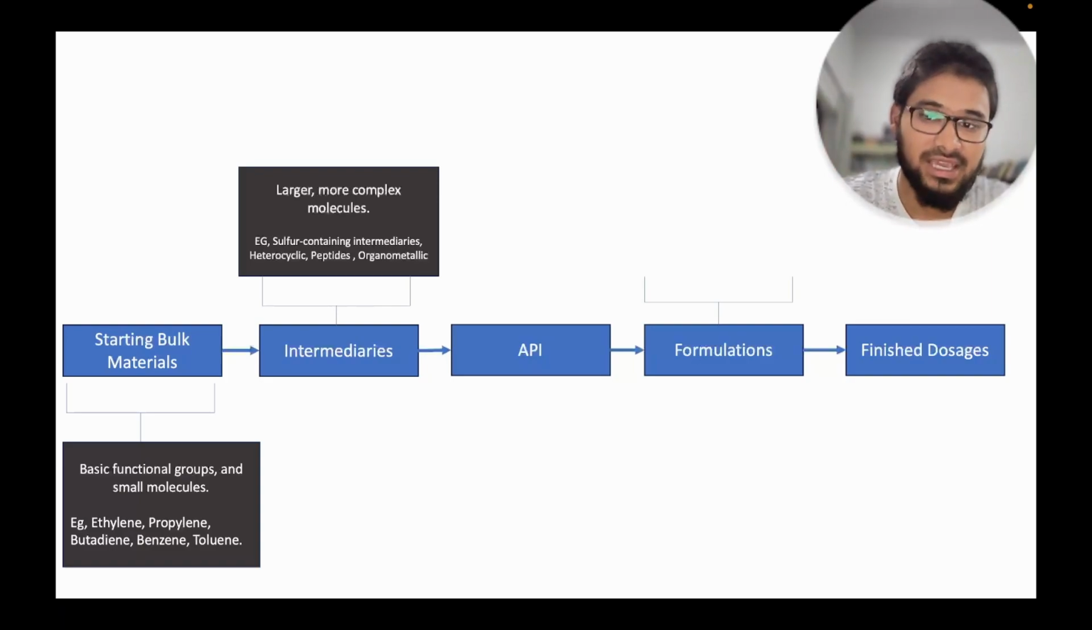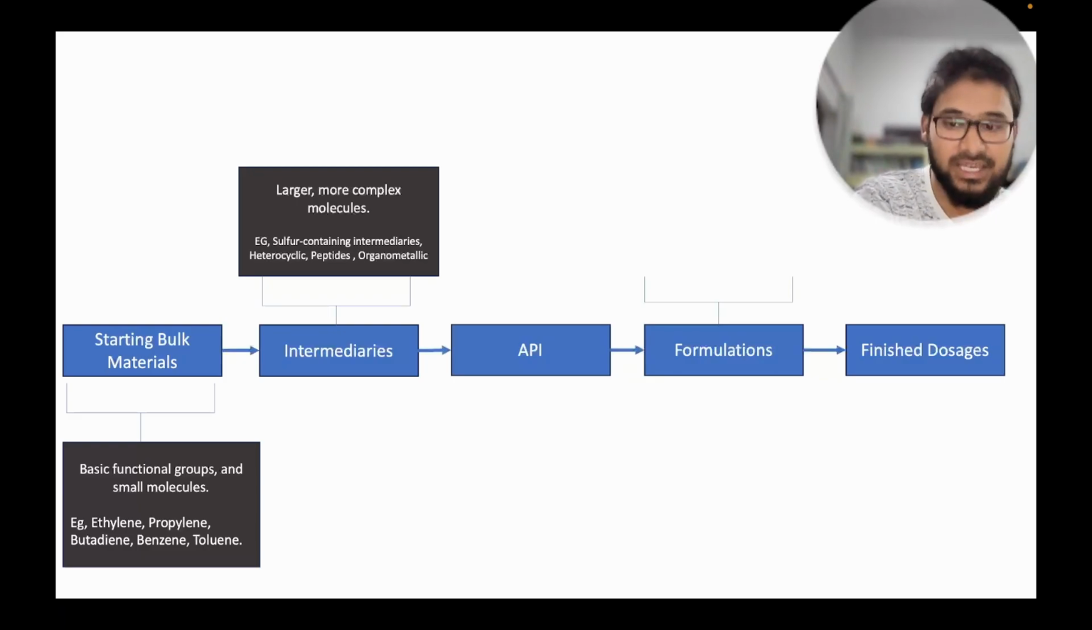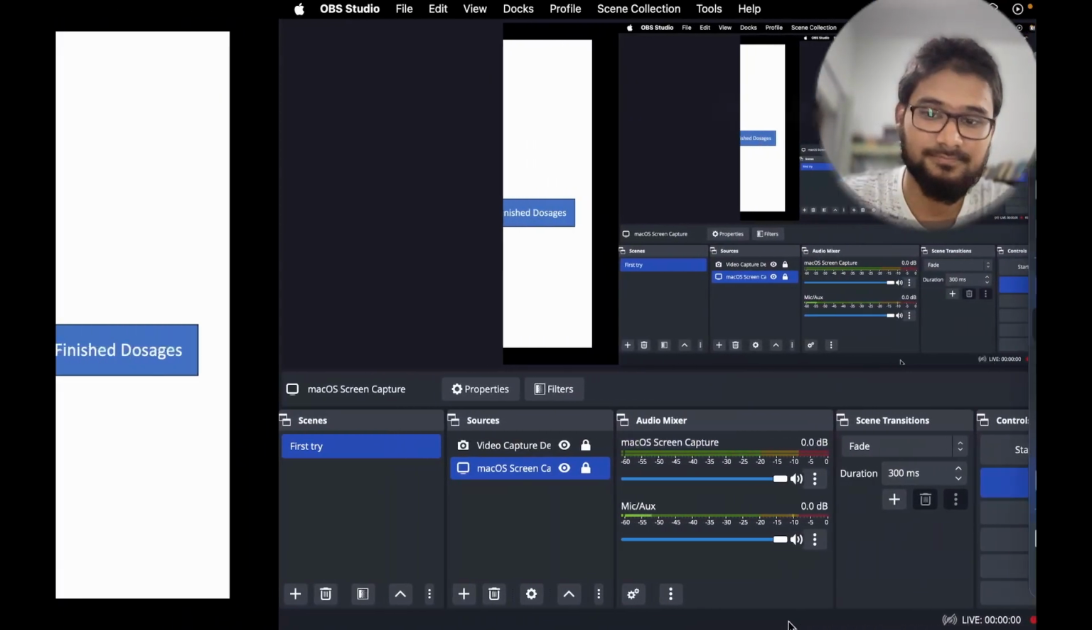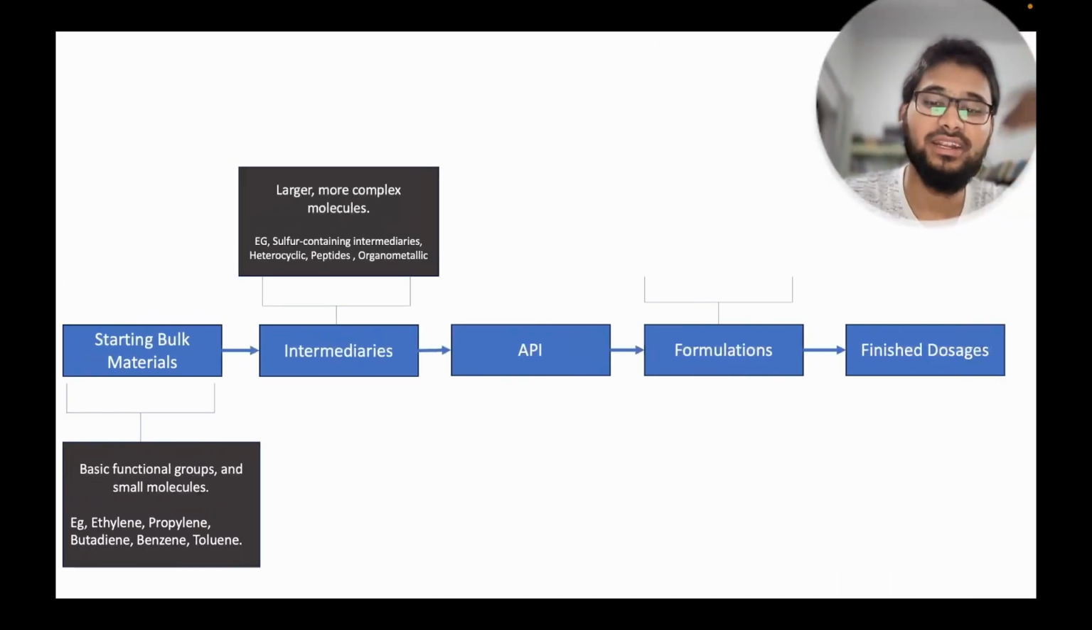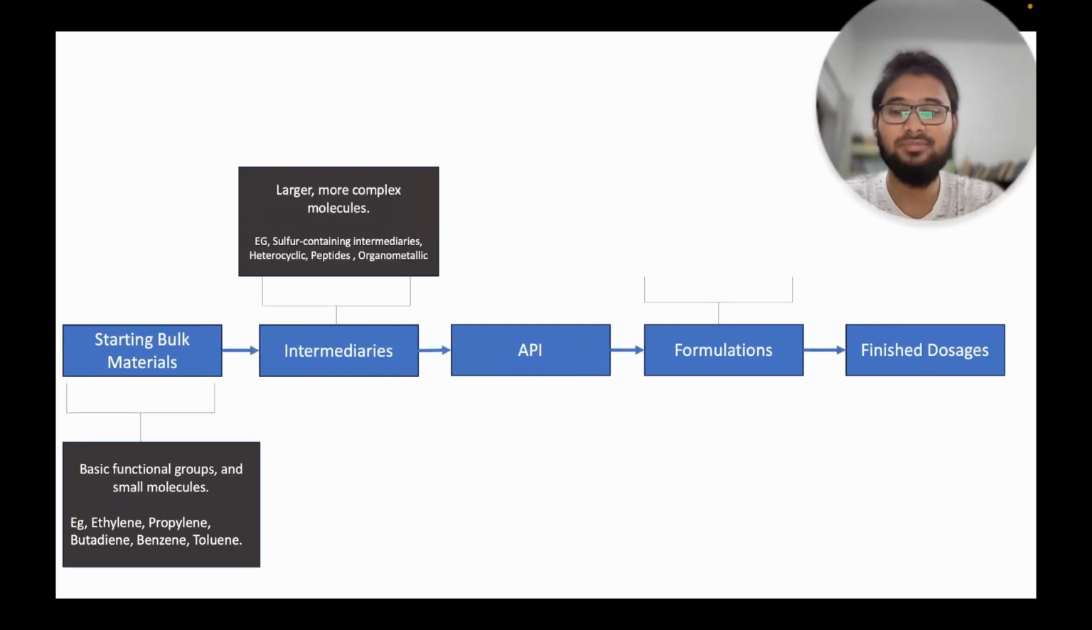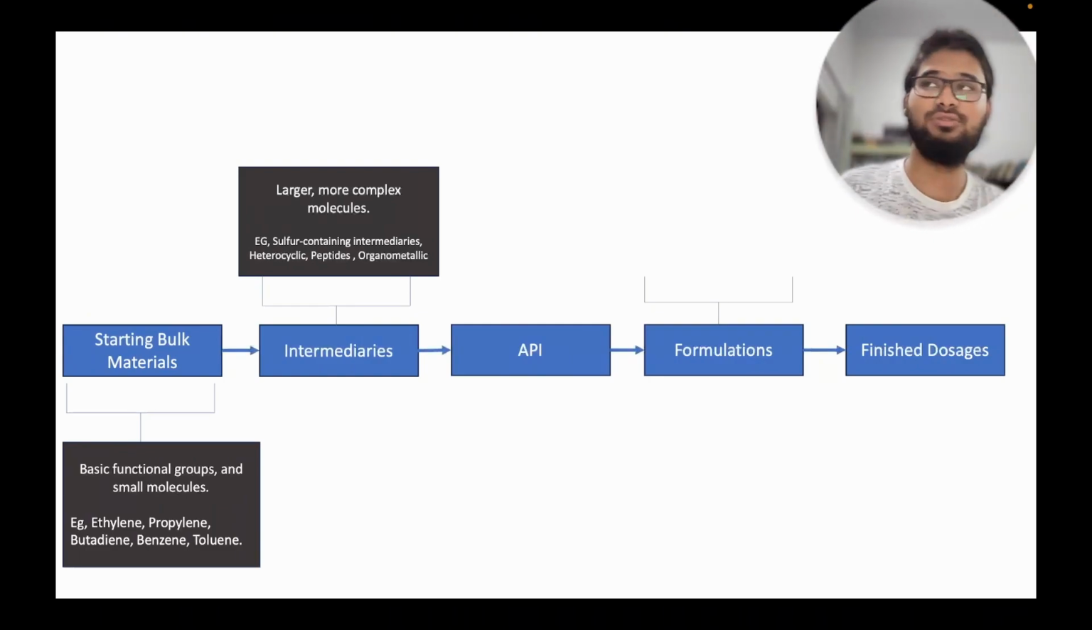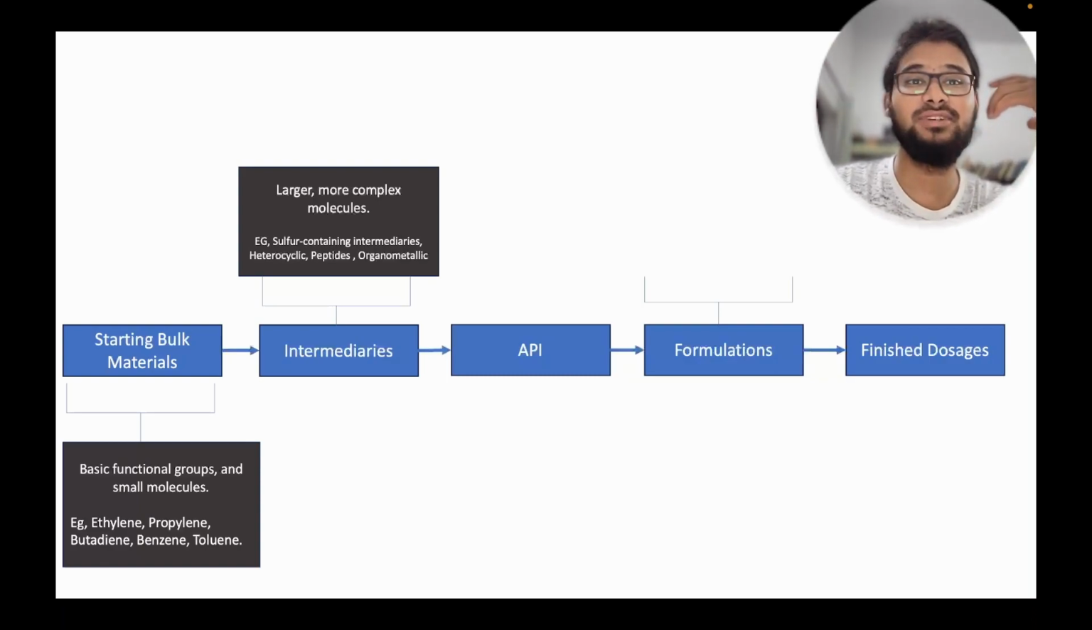Then you come to intermediaries. Intermediaries are larger and more complex molecules, right? For example, sulfur containing intermediaries, heterocyclical peptides, organometallics, and each of these intermediaries are prepared for different kinds of APIs, and each API is prepared for different kinds of diseases or different kinds of medication. Right, so each of the APIs is prepared for different kinds of medication, and each different API requires a different kind of intermediary.